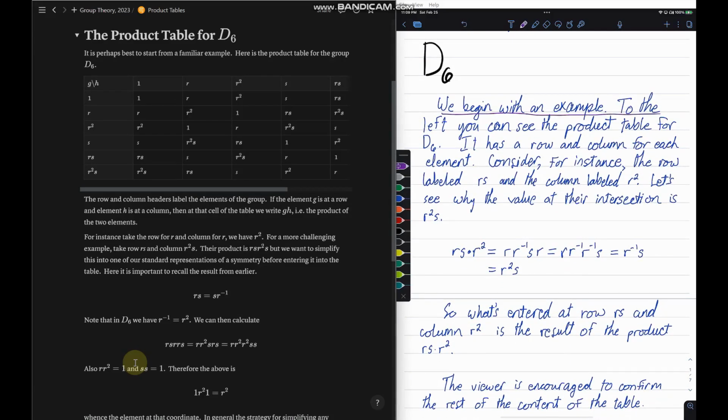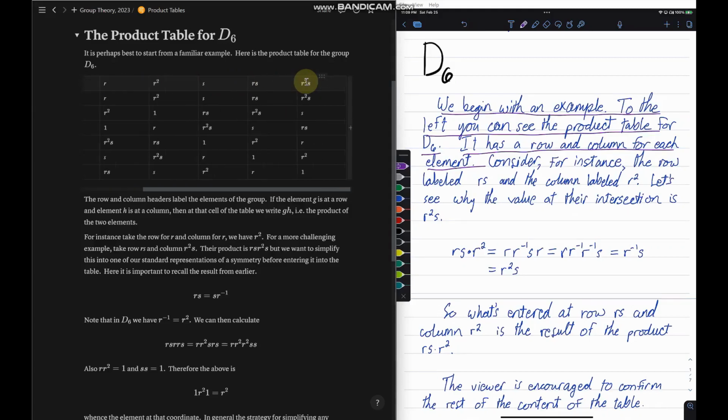We begin with an example. To the left, you can see the product table for D6. That is to say, the symmetries of a triangle. It has a row and column for each element. So let's gesture over here and see 1, R, R squared, S, RS, R squared S. That's every element of the group. Likewise for the columns: 1, R, R squared, S, RS, and R squared S. It runs a little off the page.